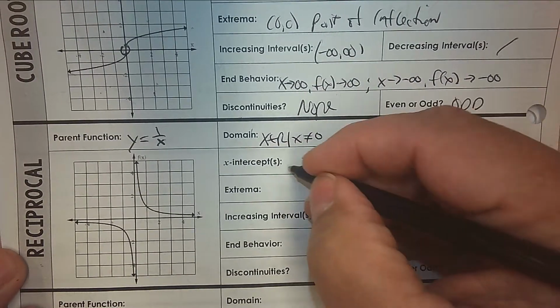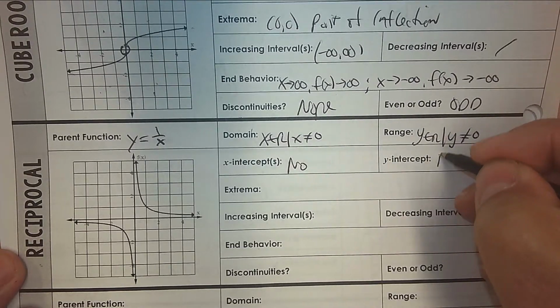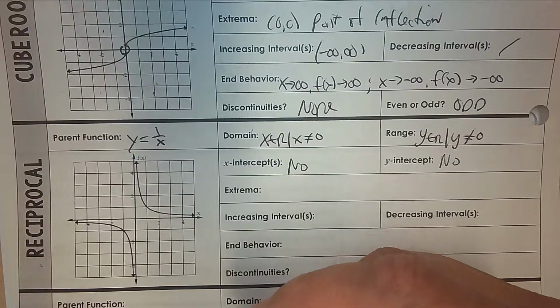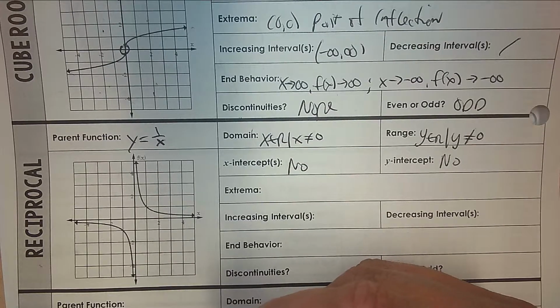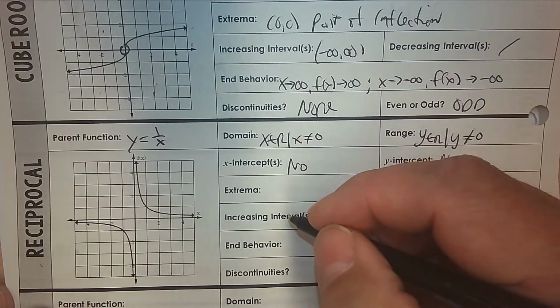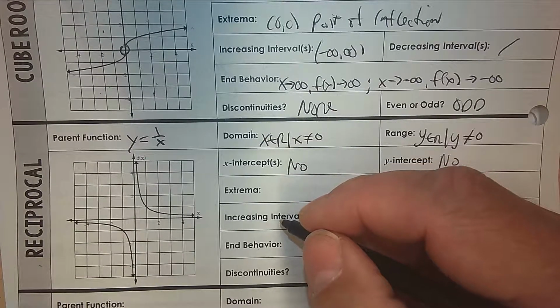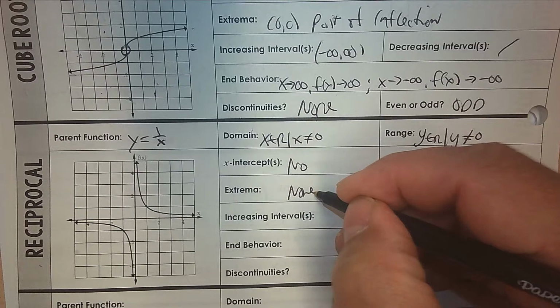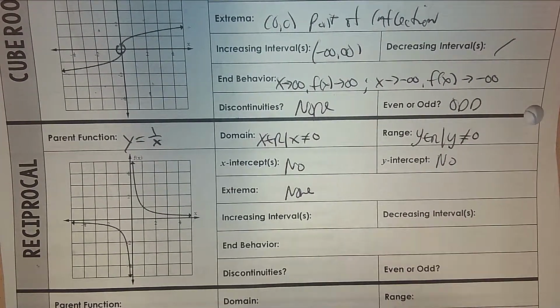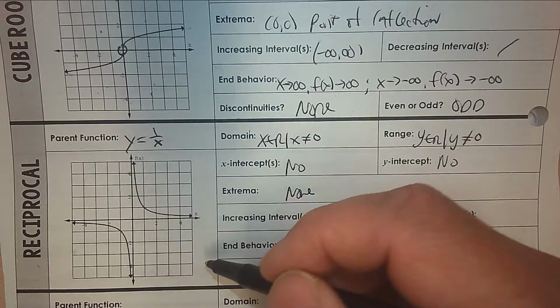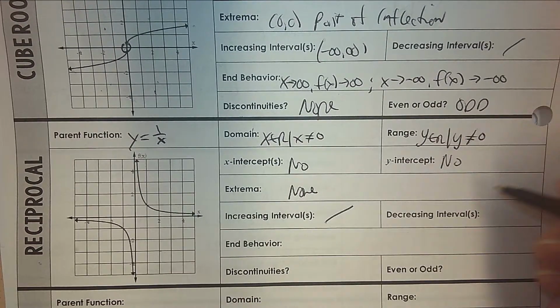There are no x-intercepts and there are no y-intercepts for this. It doesn't touch or cross the x or the y-axis because there are asymptotes around it. Are there any extreme points here? None. Do you see any intervals where it's increasing left to right? Both pieces are actually not increasing but decreasing.